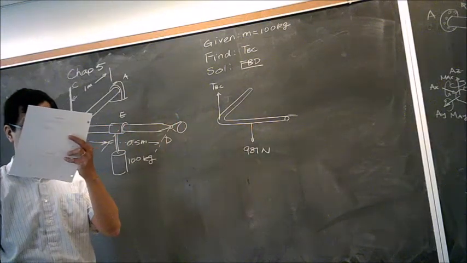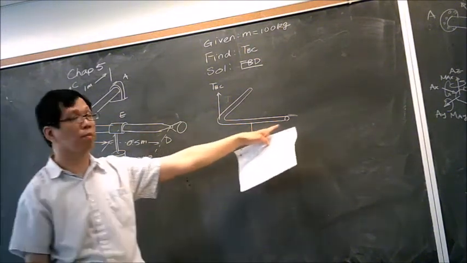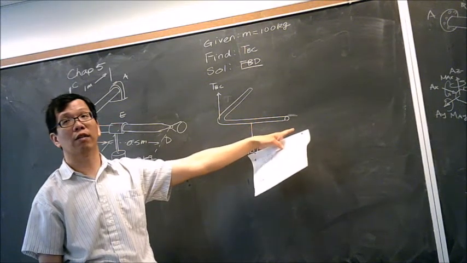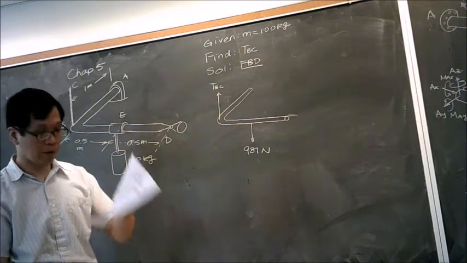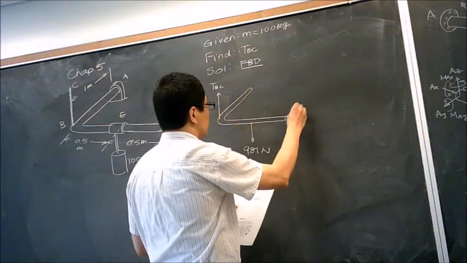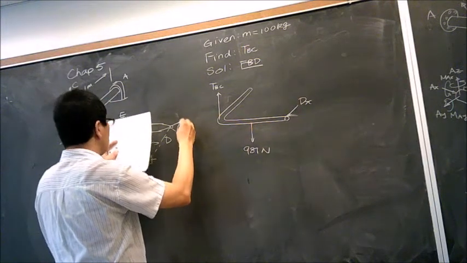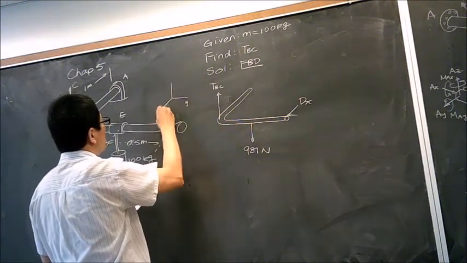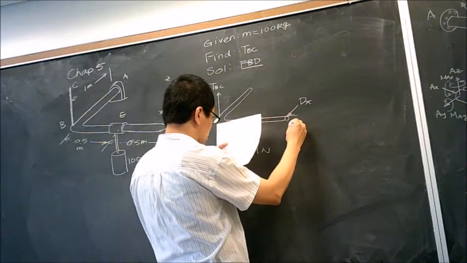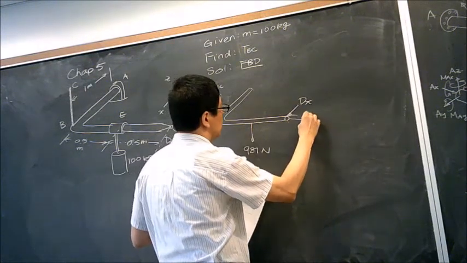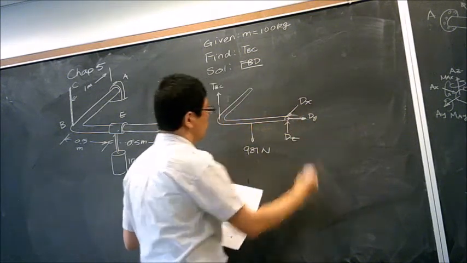The other thing I need to figure out are the two forces located at D and A. This is a ball joint over here. So what kind of forces are we talking about here? Three forces without any moment, right? So I have Dx. I think the coordinate is given by the problem statement. So I have Dx over here, Dy over here, and Dz over here.